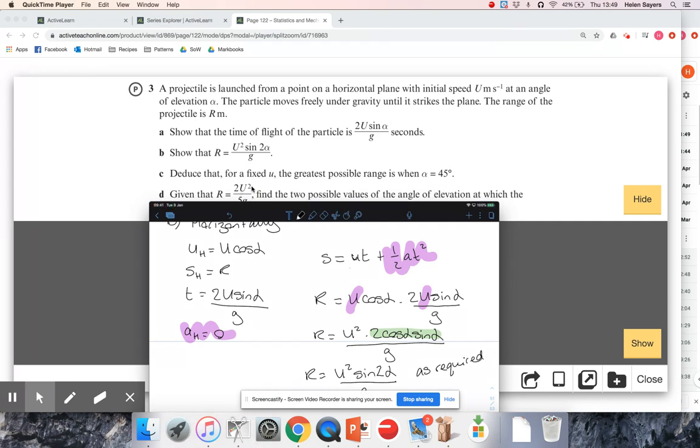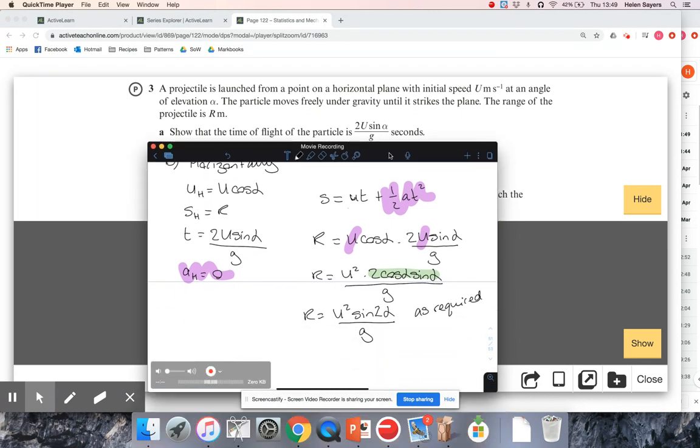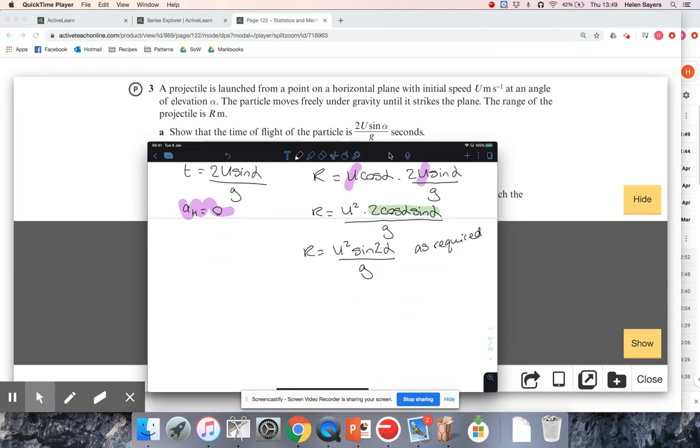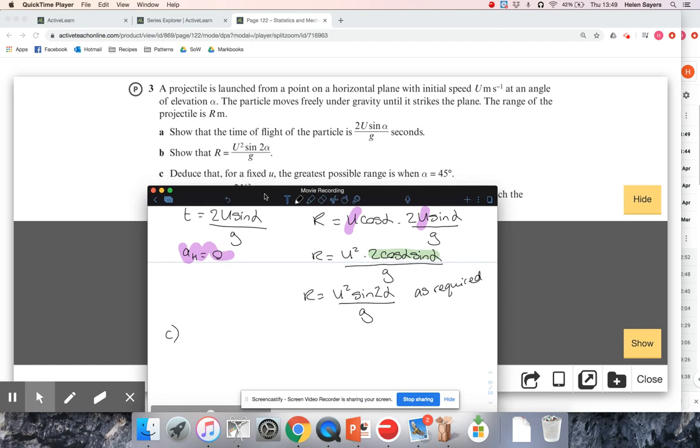Okay, right, we're on a roll. Deduce that for a fixed U, the greatest possible range is when alpha is 45. This isn't an exam question, so we're not given an indication of how many marks this would be worth, but it would only probably be a couple of marks. That tells us it should be relatively straightforward. So they're asking us, how can we maximize R?